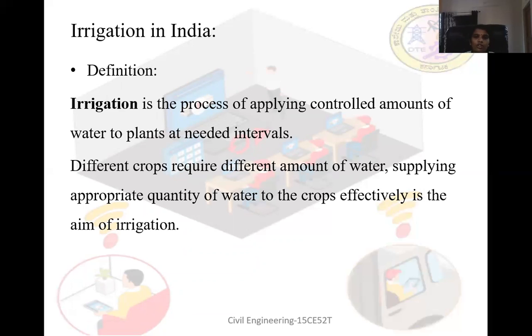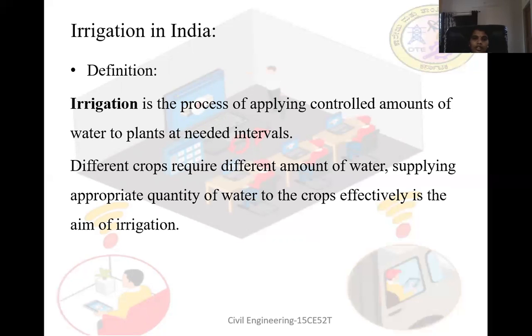We all know that different crops require different amounts of water. So we have to first know how much quantity of water each crop requires. Whenever we are sowing the crops, we have to know their water requirement and how much quantity is required for how many days. So each crop requires a different amount of water.